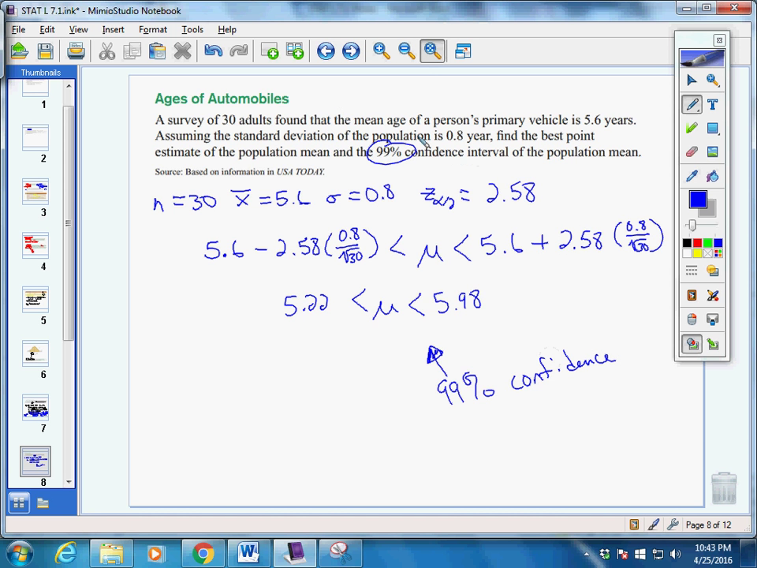So we can say with 99% confidence that the mean age of a person's primary vehicle is going to be between these two numbers. And a lot of times you're going to see rounding, and we'll talk a little bit about rounding later. Don't stress too much about that, but we can say with 99% confidence, using all of this information, that for our population, a person's primary vehicle mean age is going to fall between these two numbers.